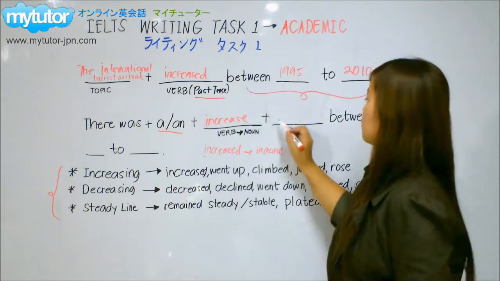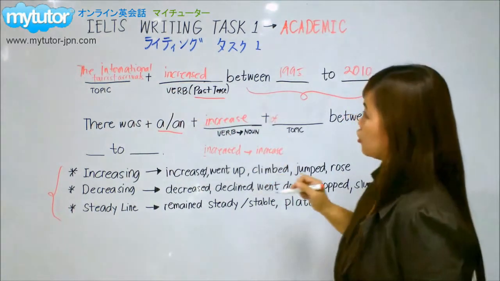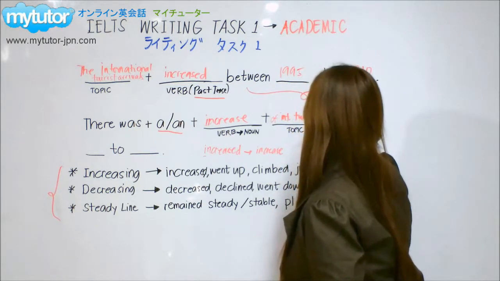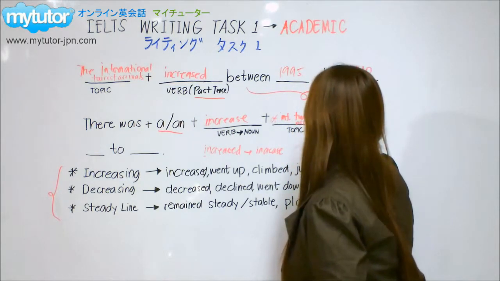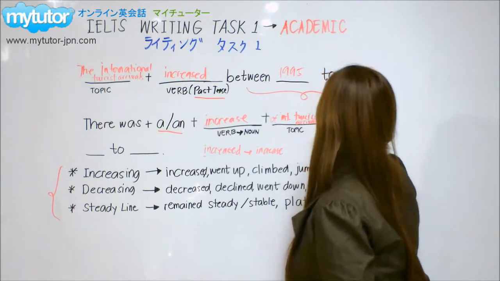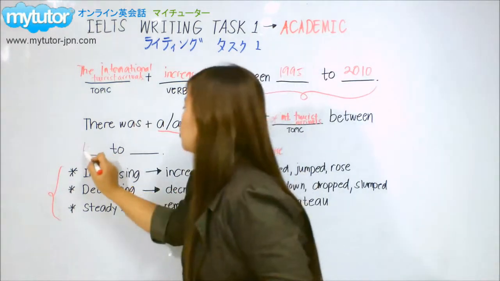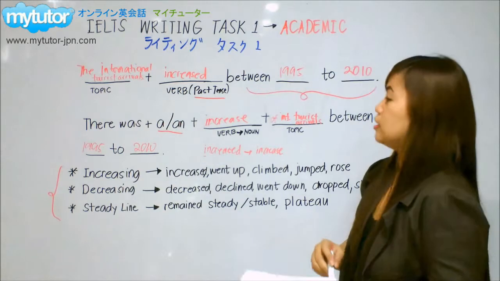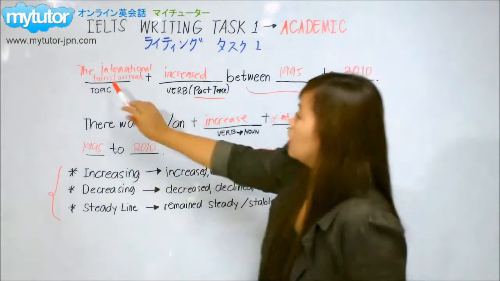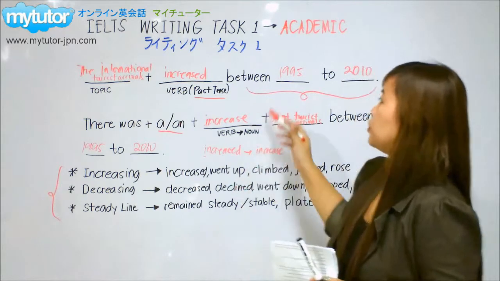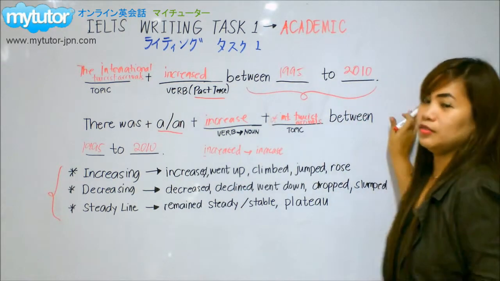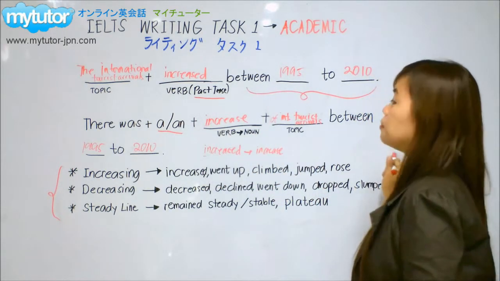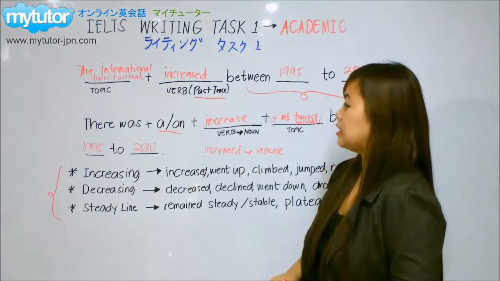There was an increase of what? What's your topic all about? We were talking about international tourist arrivals between, okay, the time range, 1995 to 2010. So let's read the two sentences. First, the international tourist arrivals increased between 1995 to 2010. Or you can say there was an increase of international tourist arrivals between 1995 to 2010.